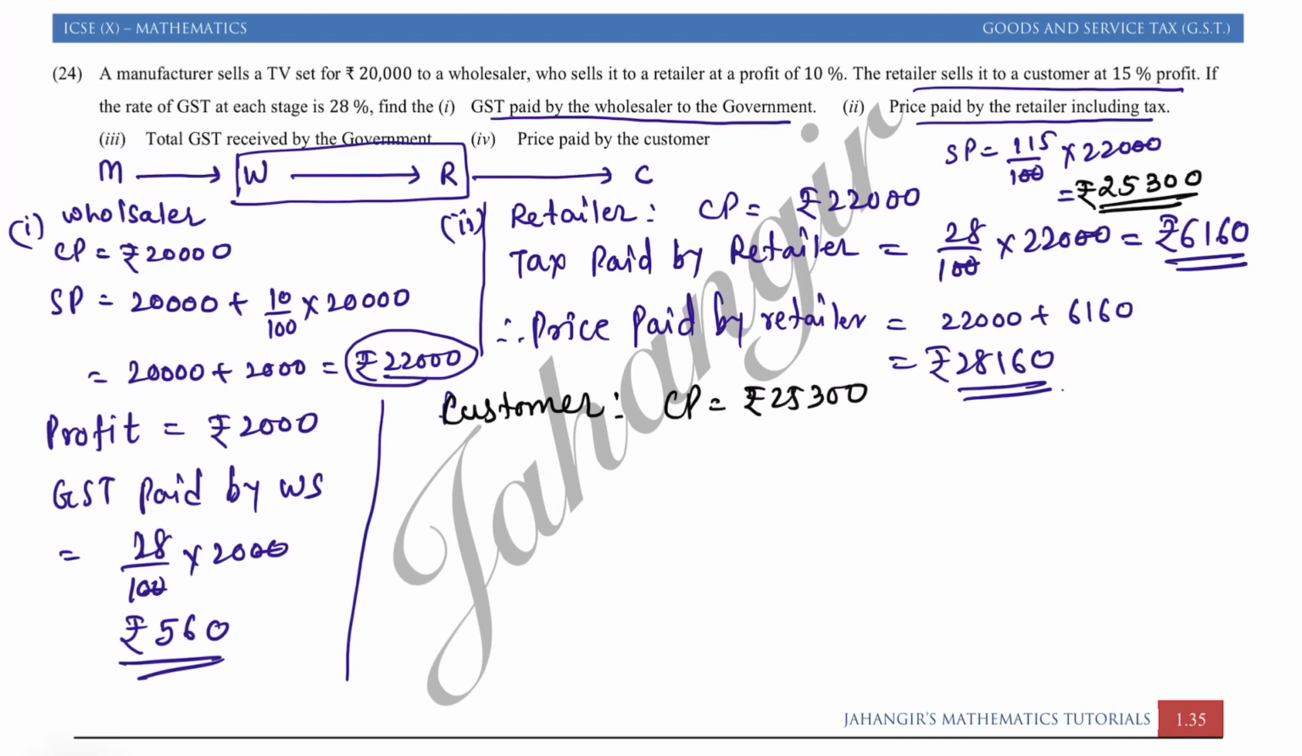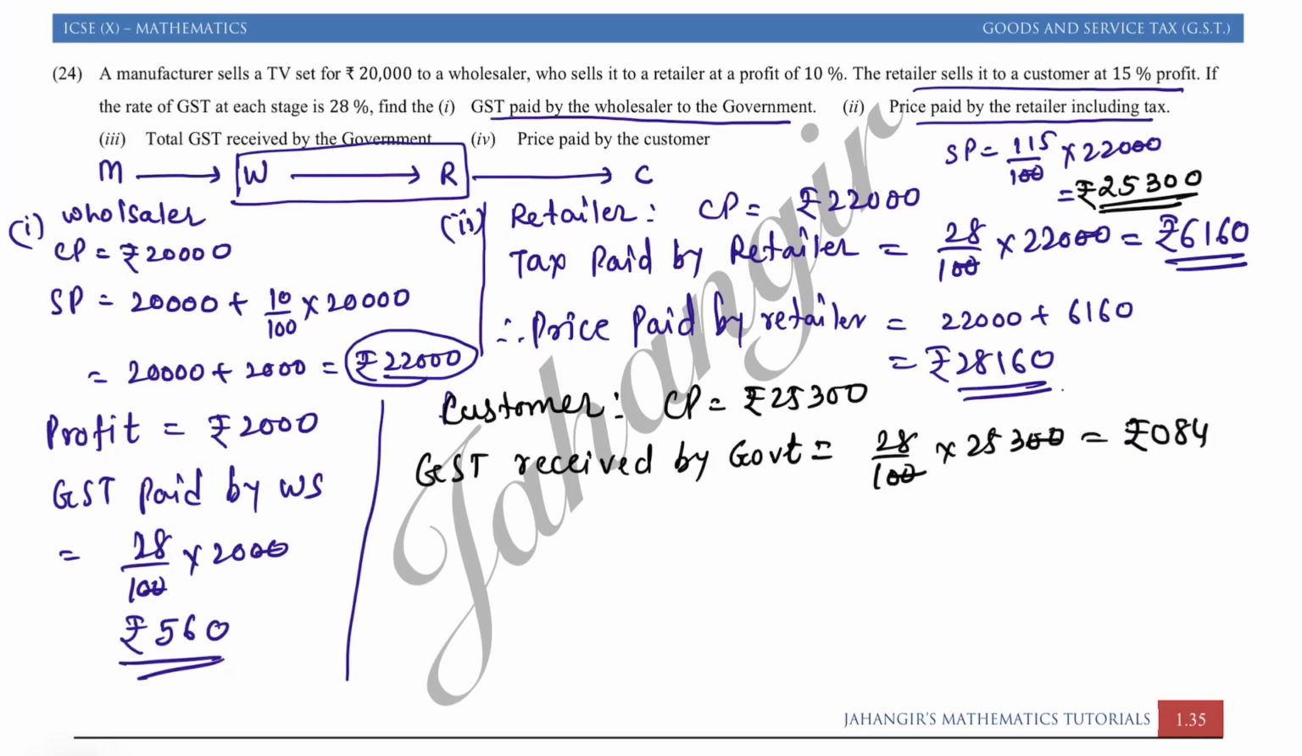25,300. Now GST received by the government is the total GST received by the government is the GST paid by the customer. So GST received by government. Whatever customer is paying, that is received by the government. So we have to find 28% of 25,300. 0 cancel. Answer will be 7084. You can just calculate by yourself.